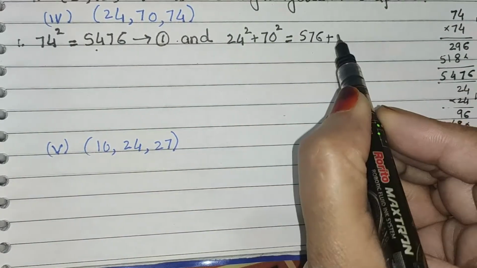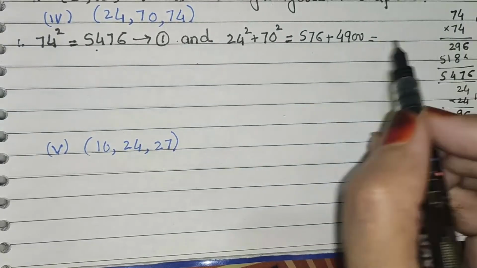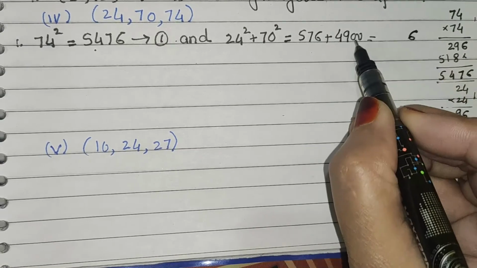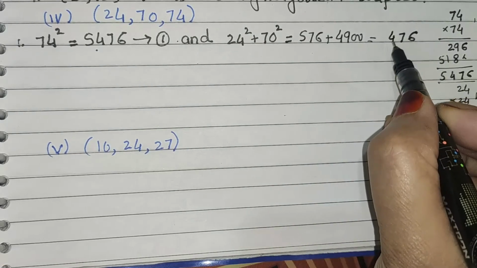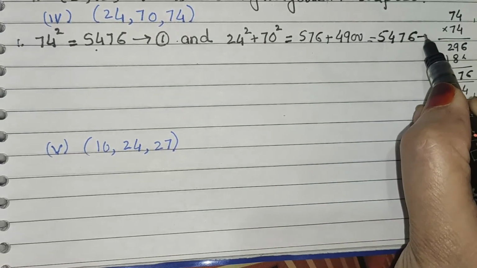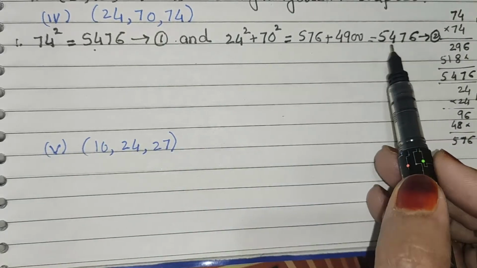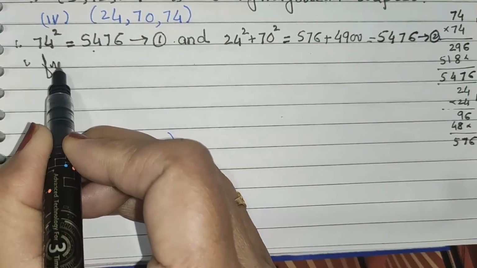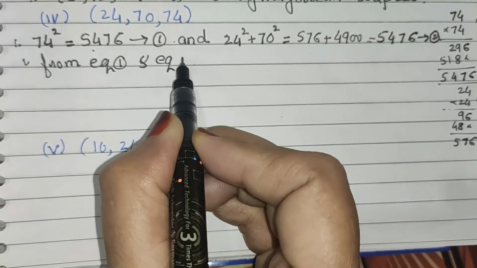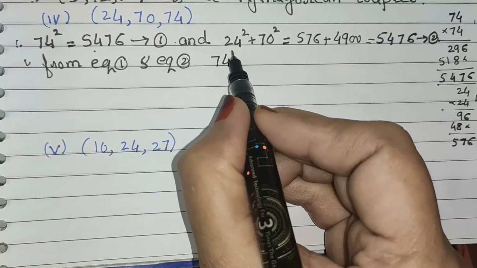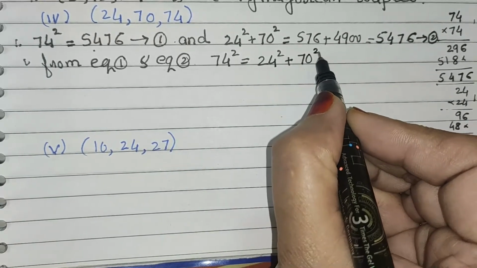Now 70 whole square means 7 7s are 49 and 2 0s. Now add these two numbers, we get 6, here 7, then 9 plus 5, 14, 4 carry 1, 4 plus 1, 5. Give it equation number 2. Now look at equation 1 and equation 2. Both are same. Therefore, from equation 1 and 2, 74 whole square is equal to 24 whole square plus 70 square.